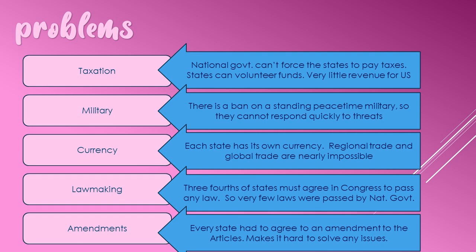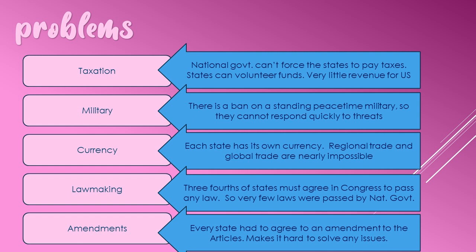You history folks, there's like one law that you had to learn that happened under this government, and that was the Northwest Ordinance. The only thing they could agree on was making a plan for new lands to be added as states in the future. Other than that, this Congress passed almost nothing, because 3/4 of states is a really high number to agree on some policy to be made.